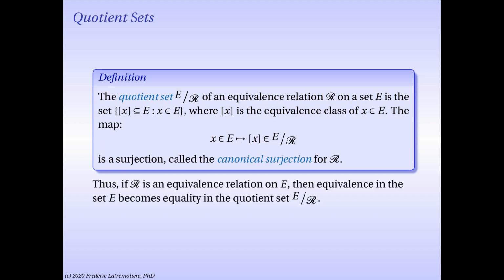So if we have an equivalence relation on a set, then what we have seen in the previous theorem is that equivalence of two elements in the set becomes equality of the equivalence classes in the quotient. So in some sense, we group elements in such a way that we make a new set where what was equivalent before is now truly equal. That's essentially the whole point of the construction of these quotient sets.